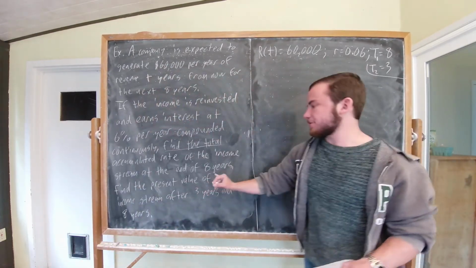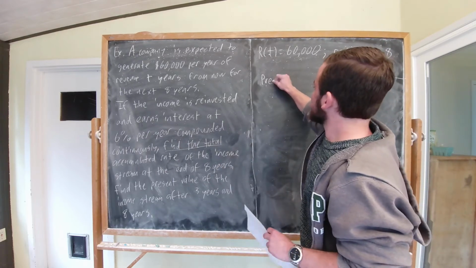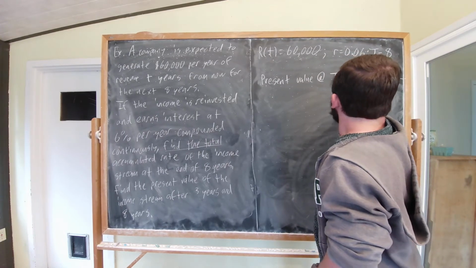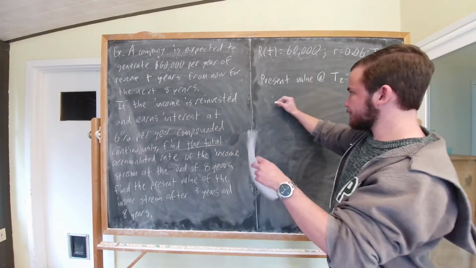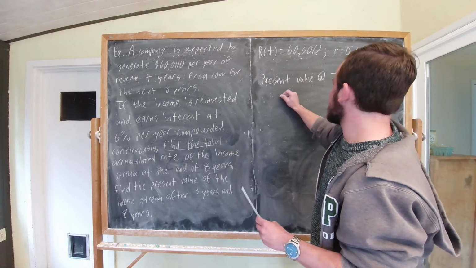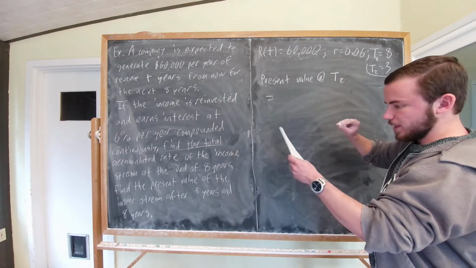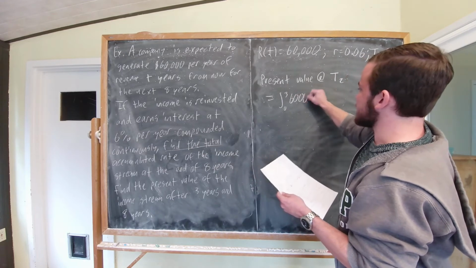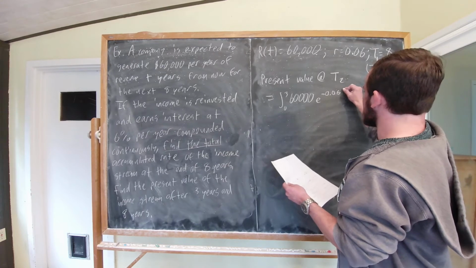Let's handle the second half of this question, the present value of the income stream at 3 years and 8 years. So our present value at T2 at the 3-year marker is going to be equal, we don't even need to do a colon, we can just say that this will be equal to, by our formula, the integral from 0 to 3 of 60,000 e to the negative 0.06 t dt.